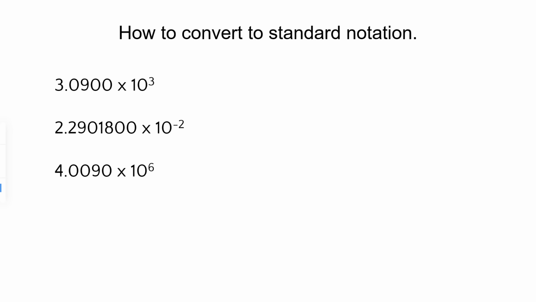Okay, so again, we're going to write out the number 3.0900. The exponent is 3, which means we have to make it a bigger number, so we're going to move this decimal 3 places to make it bigger. So we go 1, 2, 3, and our final answer is 3,090.0.